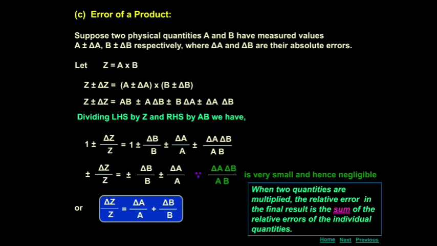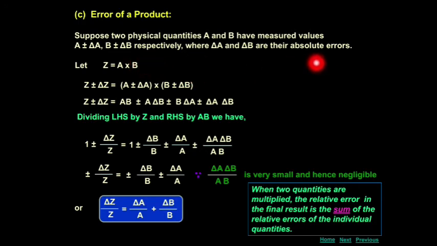That's all. Students, see the third case of propagation of errors, that is error of product. It's also one of the important concepts, that is error in the product of two quantities. Suppose two physical quantities are taken, A and B. The measured values are A plus or minus del A and B plus or minus del B. See the screen. Here del A and del B are the absolute errors.